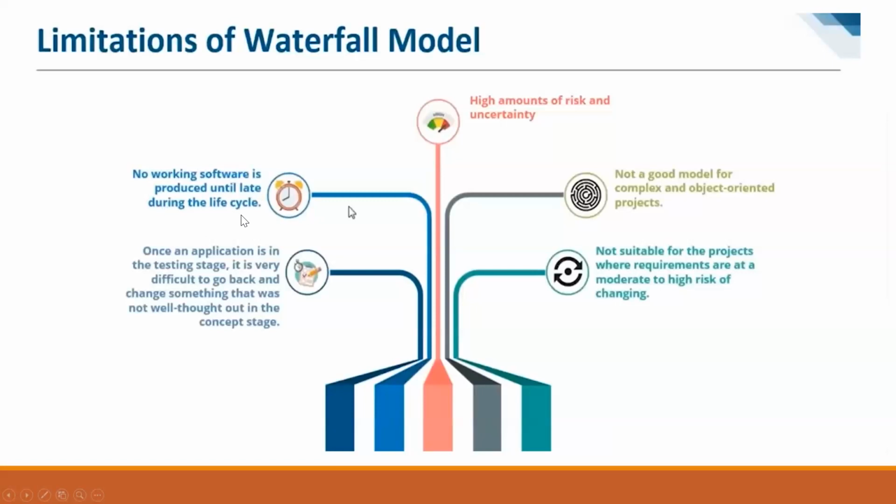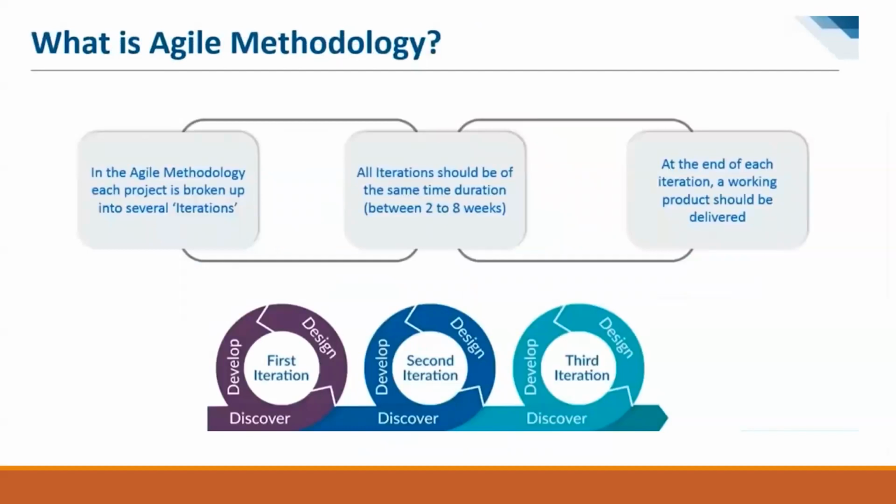Suresh already said that if an issue comes up in the building stage, we definitely need to go back to the start. Once an application is in the testing stage, it is very difficult to go back and change something that was not well thought out in the concept stage. It is not a good model for complex and object-oriented programs, and not suitable for projects where the requirements are at moderate to high risk of changing. These are the limitations of the waterfall model.